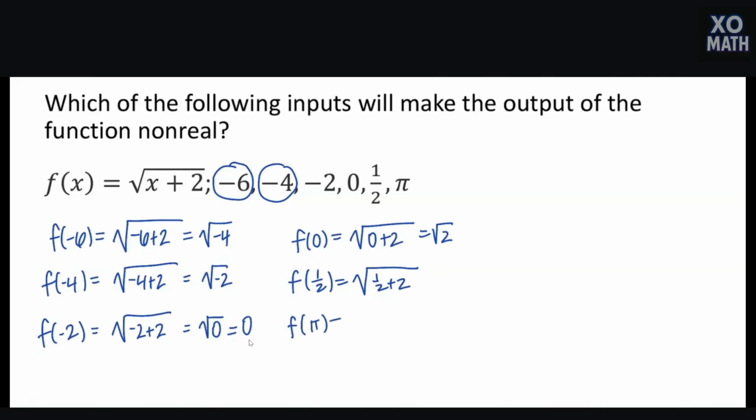And same thing with pi, the square root of pi plus 2. Pi is a positive number, 3.14-ish, plus 2, that's positive. So none of the remaining values will make the output non-real, just -6 and -4.